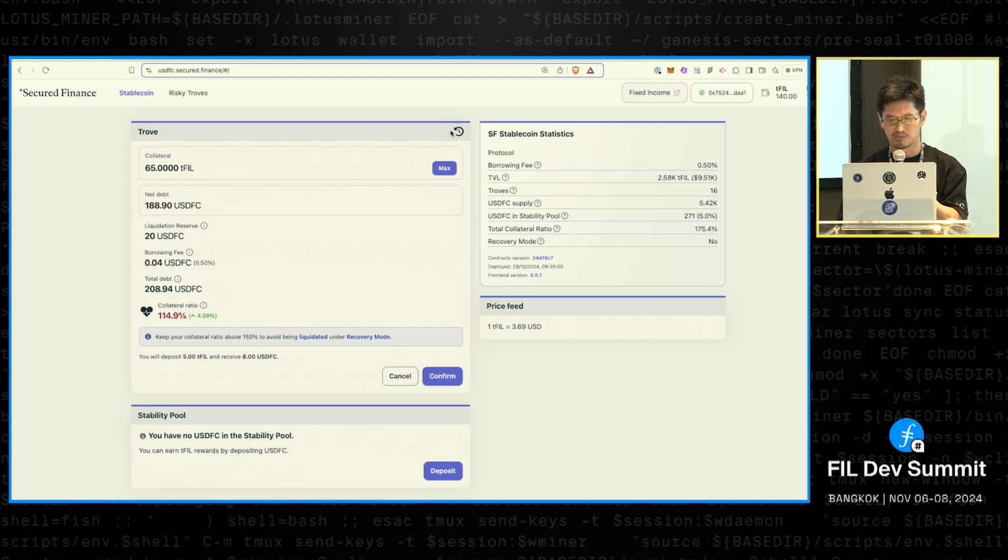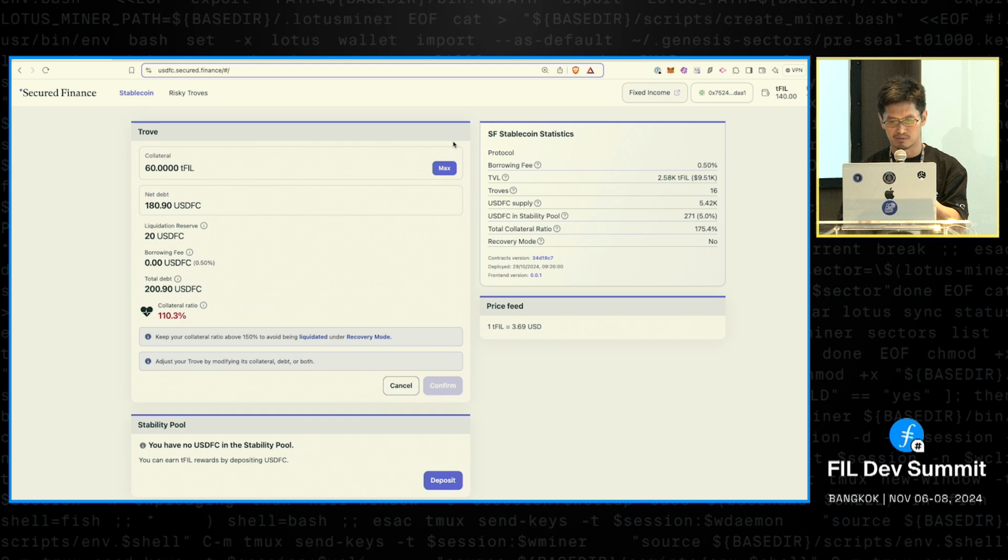Anyways, if you want to go back, you just click the clock. Yeah, that's the simple way. That's the basic functionality for the minting. You just put the collateral, open the trove, decide how much you want to borrow, and bang, mint it. That's it. Now, I want to cover what we can do with this USDFC.